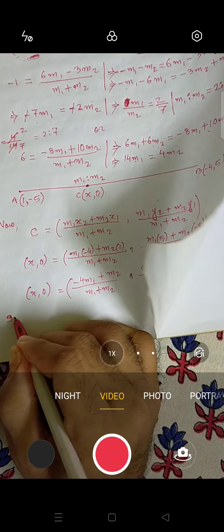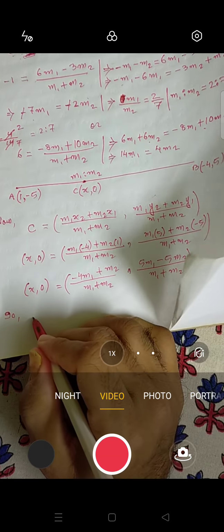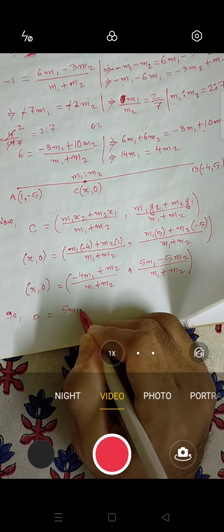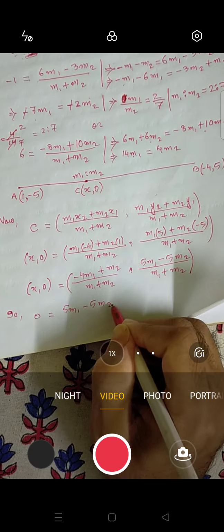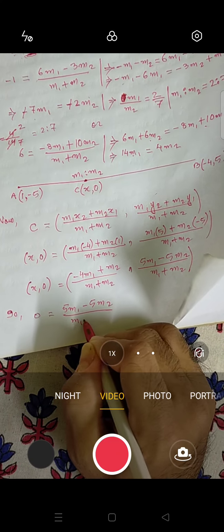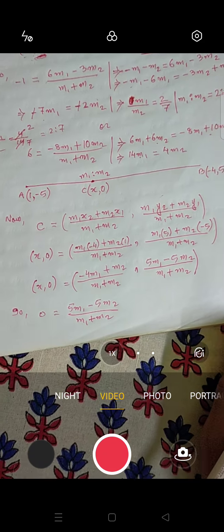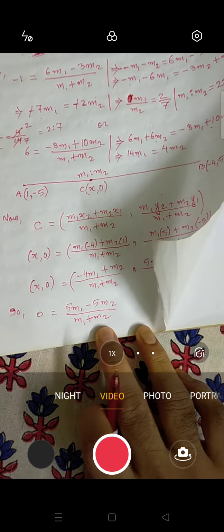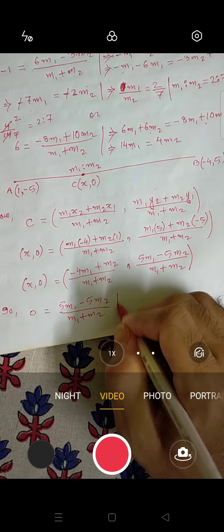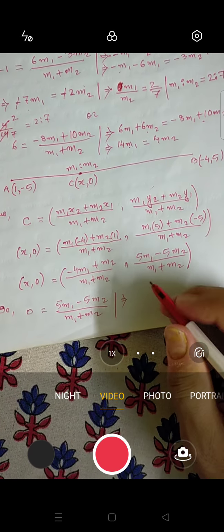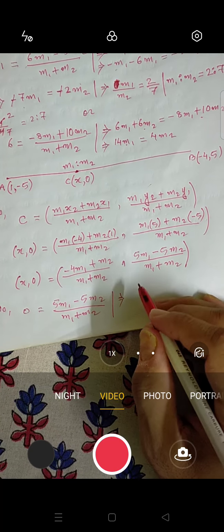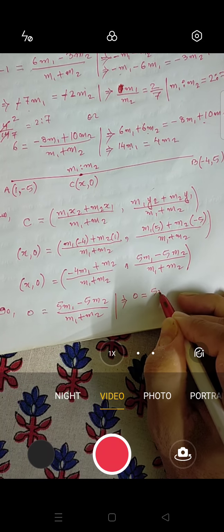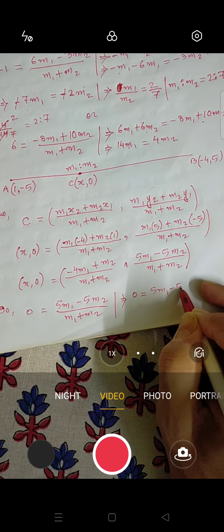Now 0 equals 5m1 minus 5m2 by m1 plus m2. Any doubt? Now this m1 and m2 will transfer here, it will multiply. Next step I am writing it over here, you will write next line. So this one will become 0 equals 5m1 minus 5m2. Any problem?